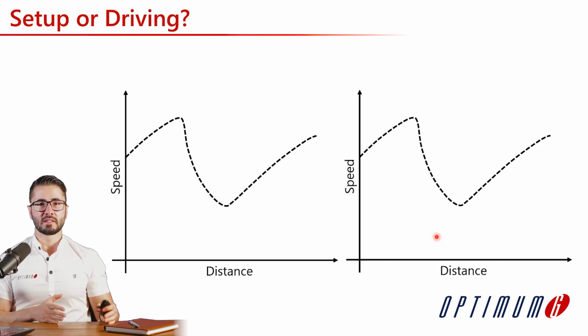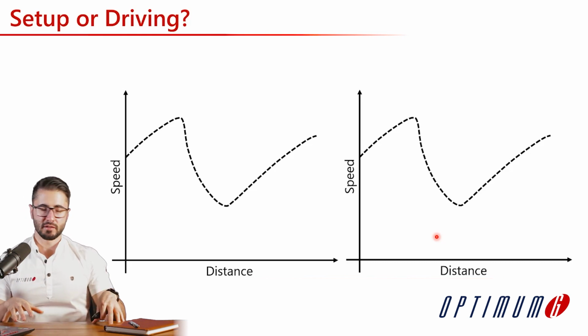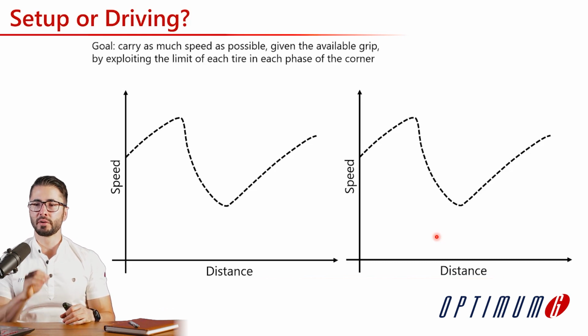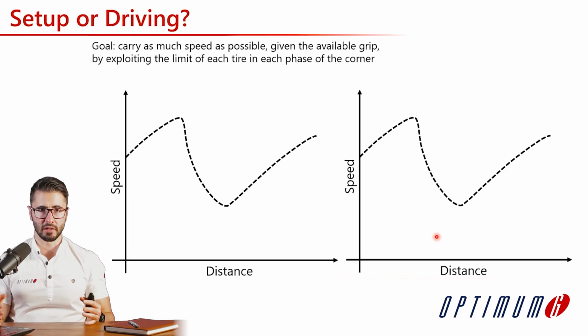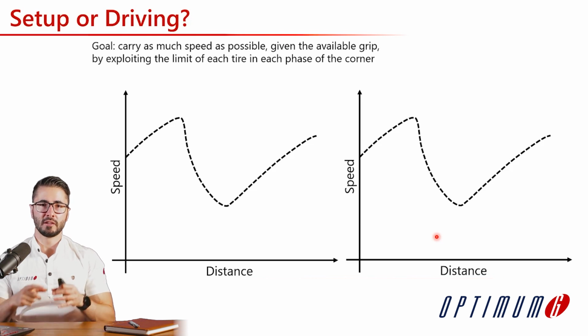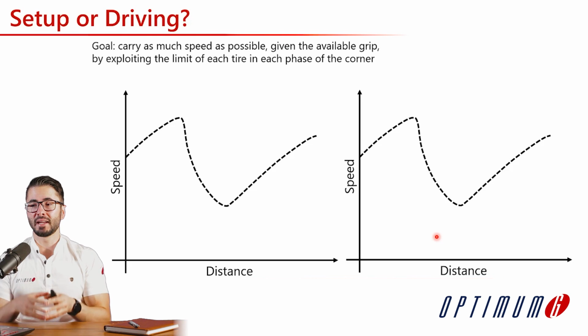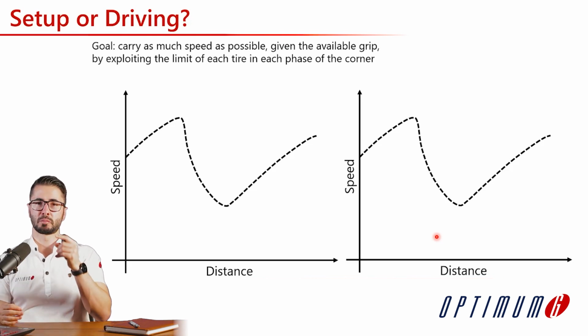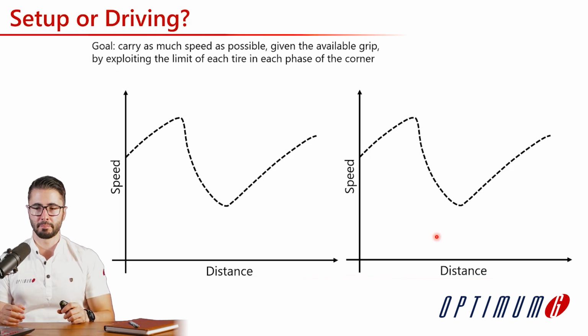All right, so is it setup or is it driving? What is our goal when trying to maximize car and driver? Our goal is to carry as much speed as possible, given the available grip of the tires, car, and track. And how do we do that? By exploiting the friction ellipse of the tire entirely for each phase of the corner. So we want to explore all the braking, all combined grip, and all lateral grip.